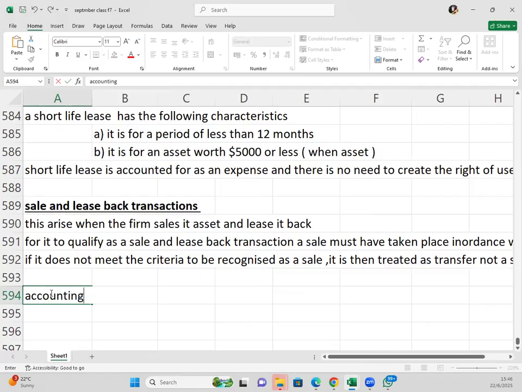Accounting for the sale and lease back in the books of the company that has sold. So we're looking at us being the ones that have sold the asset, and we are now leasing it back in the books of the seller.